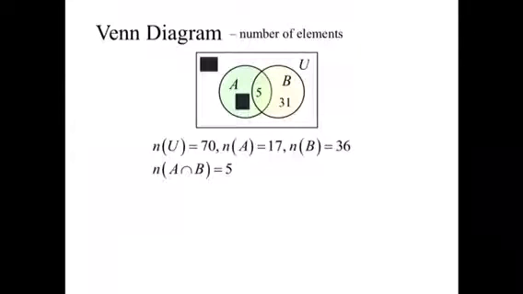For set A, we know there's a total of 17. So again, the 5 plus the other number have to add to be all of set A, so it has to add to be 17. If I subtract 5 from 17, then we get that there is 12.